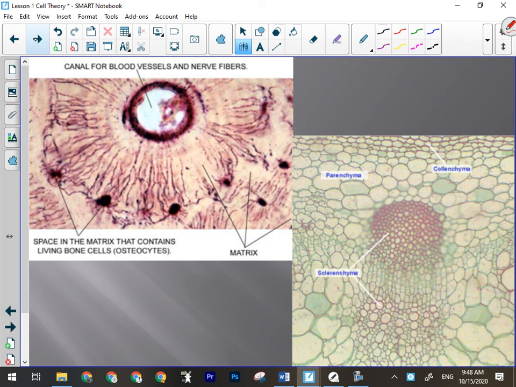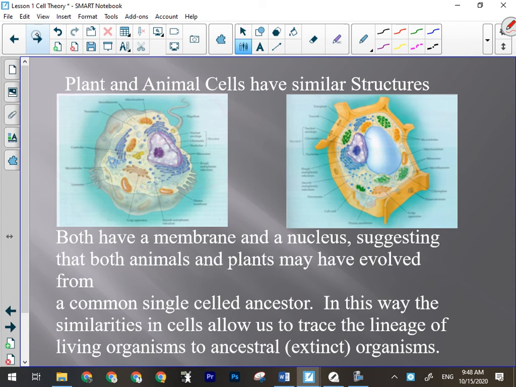Generally circular, generally densely packed, things like that. All of that leads to being able to carry out these functions. So earlier I said if I put a plant cell and an animal cell together, would they have more alike than different? Well, the answer is a lot alike.